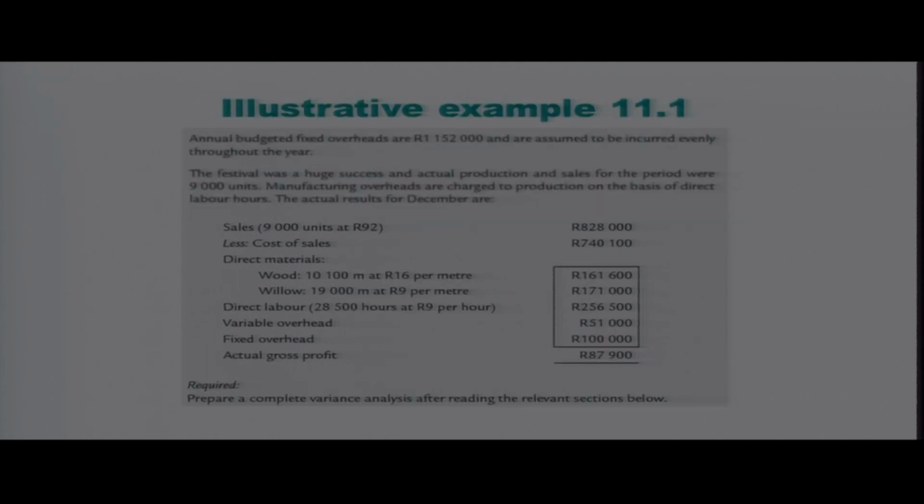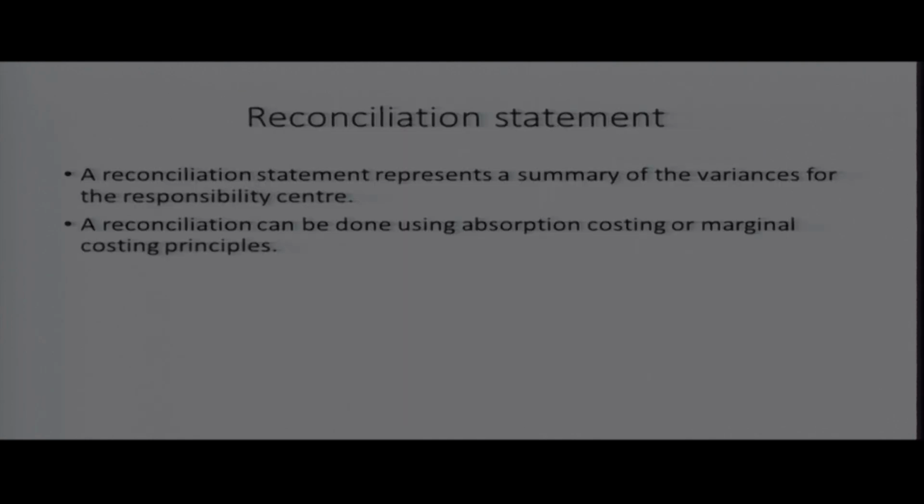Then what actually happened now was that 9,000 units were manufactured and sold, and they were sold at 92 Rand per unit. So our sales came to 828,000, less the cost of sales of 740,100. That then leaves us with a gross profit of 87,900. So we are now going to reconcile the profit with our actual information.